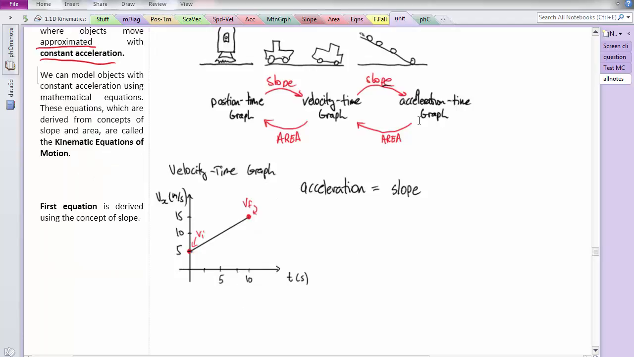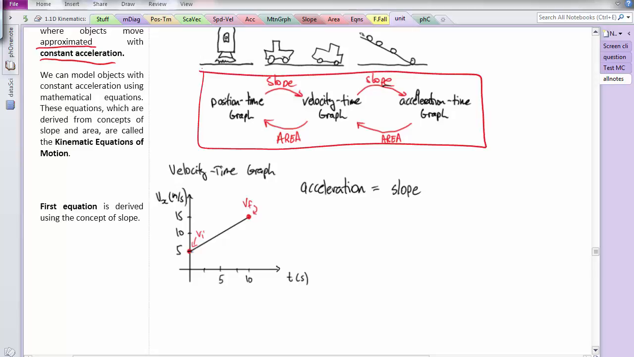So how do we get these equations? Well, they all come from this basic premise that going from position time, you can take the slope and get a velocity. To take the slope of the velocity gives you acceleration, and so on and so forth. So it's just ideas of slope and area that we're going to use to derive equations. Let's start with a simple one.